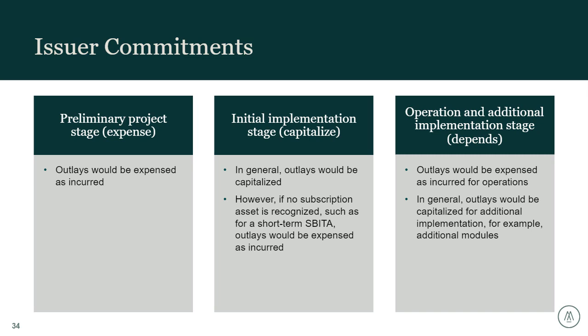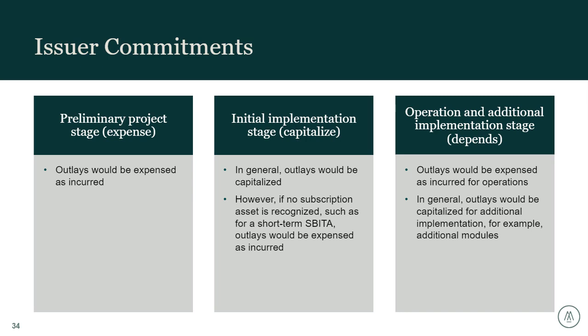So activities in the preliminary project stage include things such as evaluating alternatives, so which software is going to be best for your government, the existence of needed technology, so determining what you need, and then, of course, the final selection of that alternative for the SPITA. As noted on this slide, any costs that are incurred during this phase are expensed as they're paid or as they're incurred.